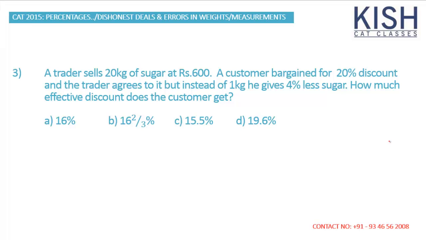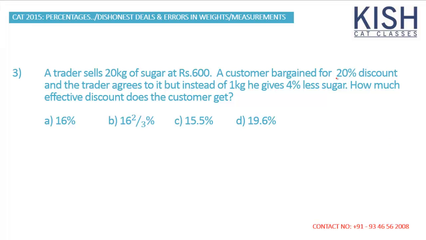Let's solve question number 3. A trader sells 20 kg of sugar at rupees 600. A customer bargained for 20% discount and the trader agrees to it, but instead of 1 kg, he gives 4% less sugar. How much effective discount does the customer get?